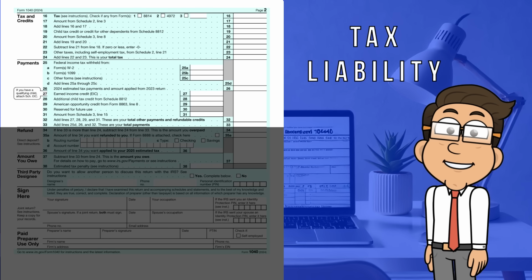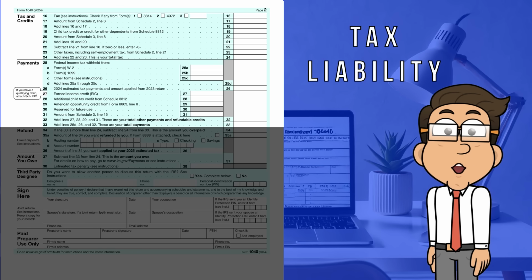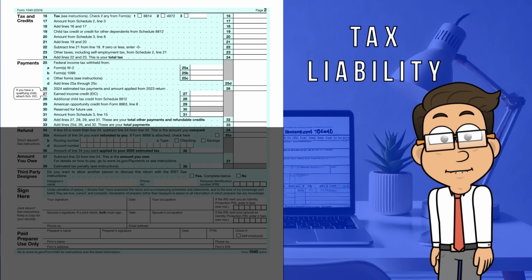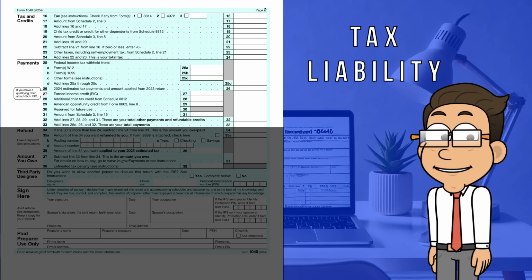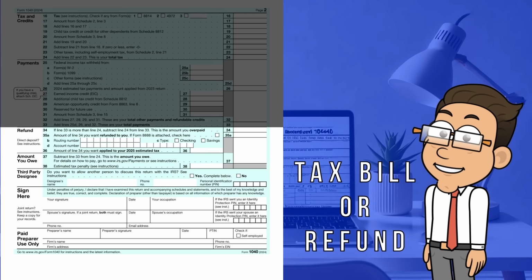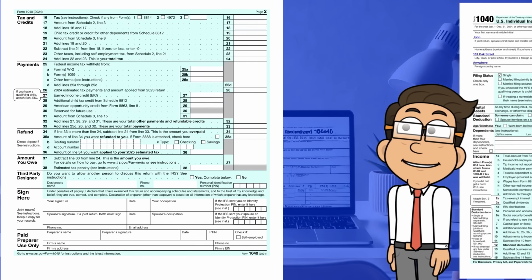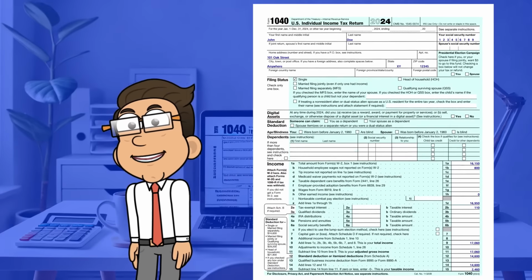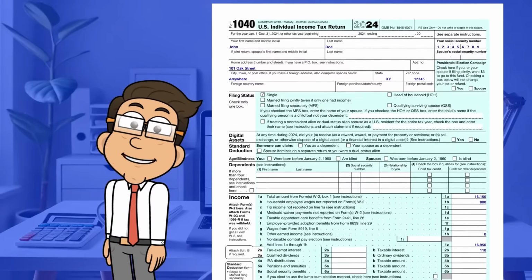Flipping to page 2, this is where your tax liability is determined. You'll subtract any tax credits you qualify for and factor in the taxes you've already paid throughout the year. Think of it as balancing what you owe with what you've already contributed. At the end of the form, you'll see whether you're due a refund or if you need to pay additional taxes. Form 1040 helps you figure out if your withholdings and credits were enough to cover your tax bill.